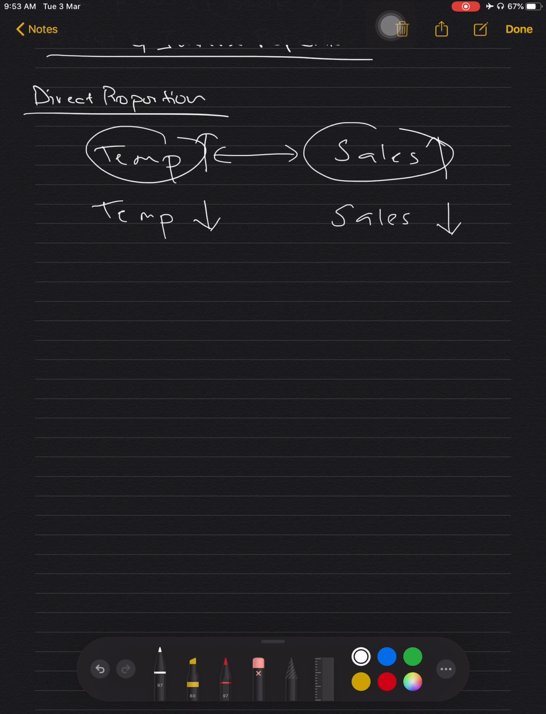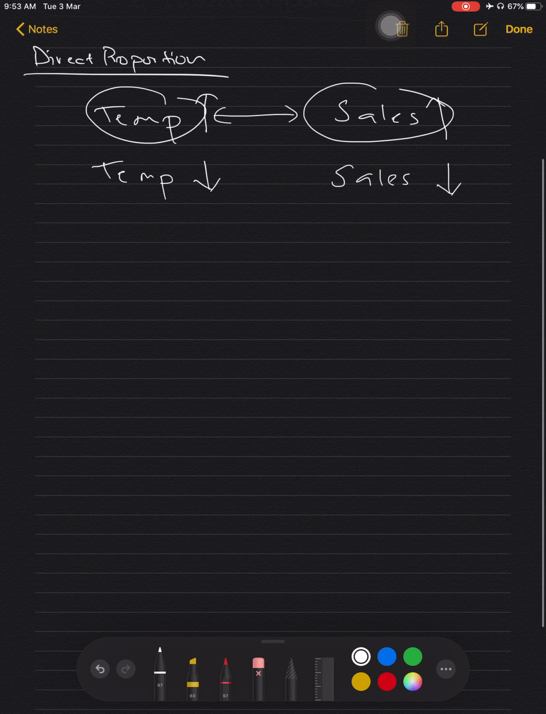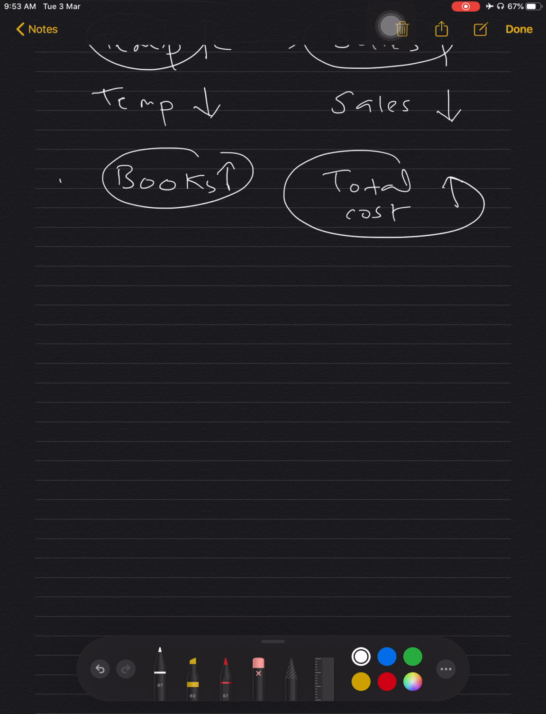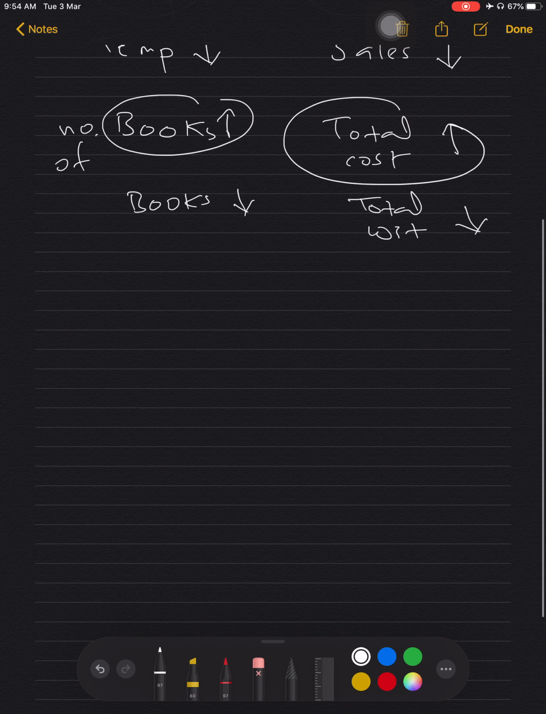Okay, we can think of any other example. For example, if you are buying books, ठीक है, so as the number of books increases, the total cost of the books will also increase. So these two things are directly connected with each other. The number of books is increasing, the cost of the books is also increasing. If you reduce the number of books, the total cost of the books will also reduce. So one thing is rising, the other thing is also rising. This is the case of direct proportion.